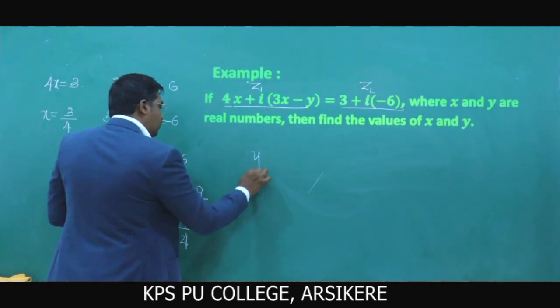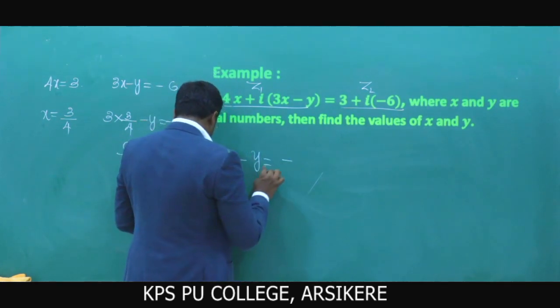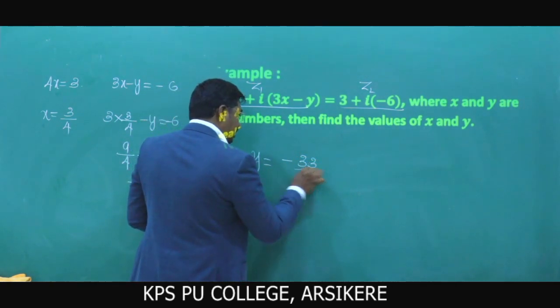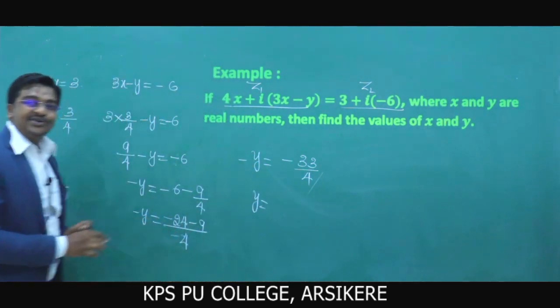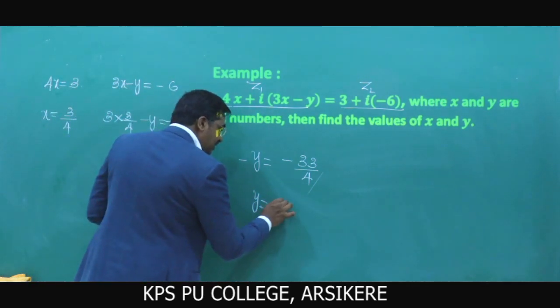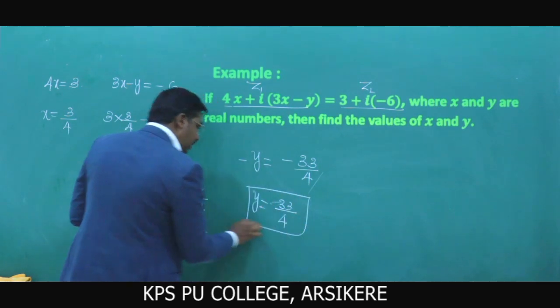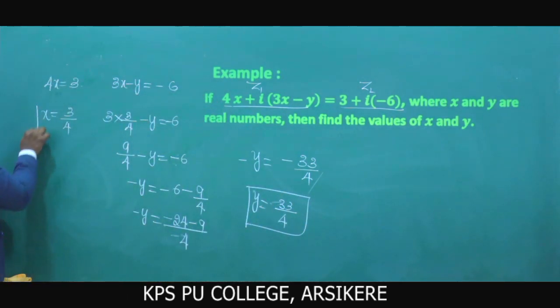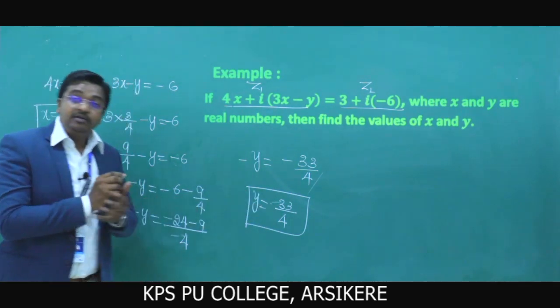Therefore, what are we left with? Minus y is equal to minus 33 divided by 4, then y is equal to 33 divided by 4. This is the value of y. Therefore the value of x is 3 by 4 and the value of y is 33 divided by 4.